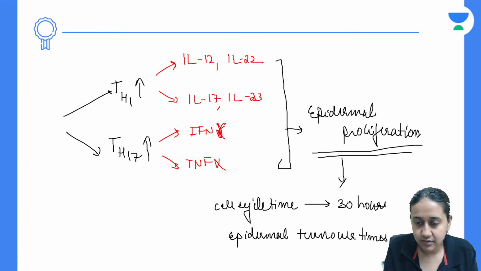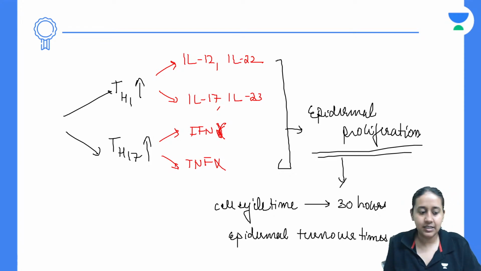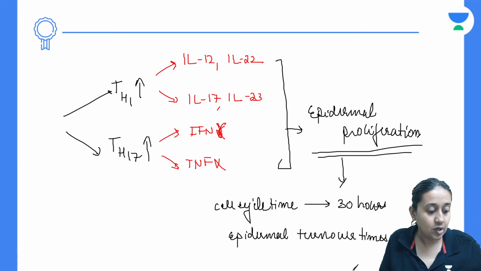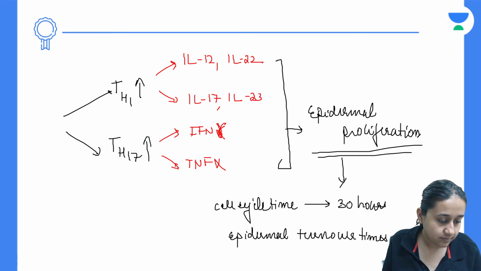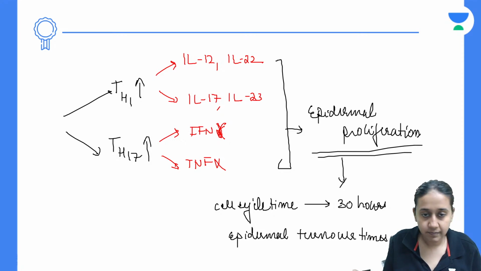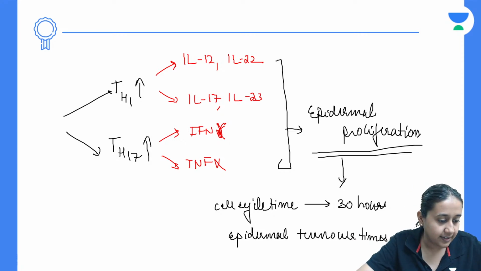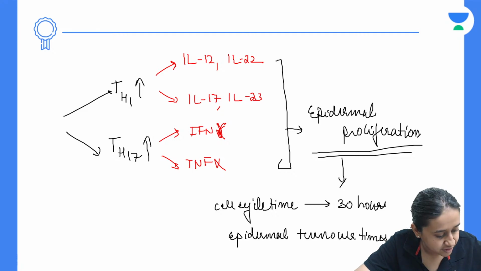But whenever you have reduction in the epidermal turnover time, the cells start to proliferate very fast, and these rapidly proliferating cells will then form multiple layers of scales at the top. So that is the pathogenesis of a psoriatic patient.